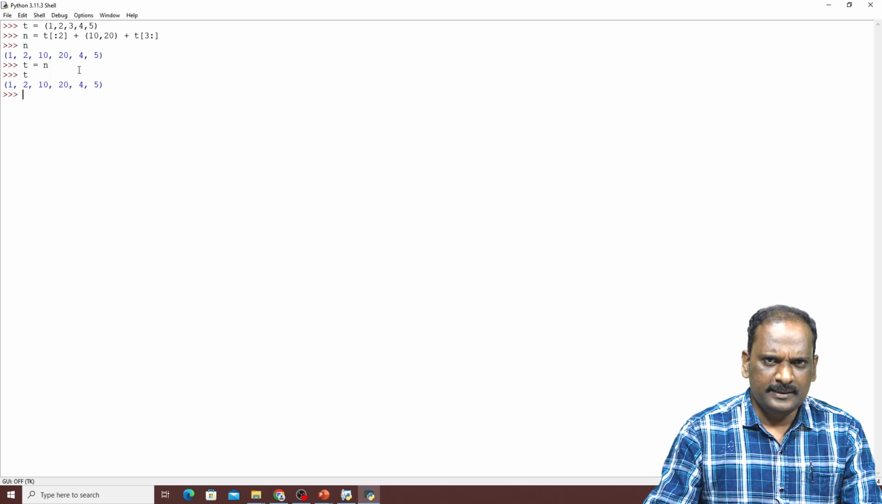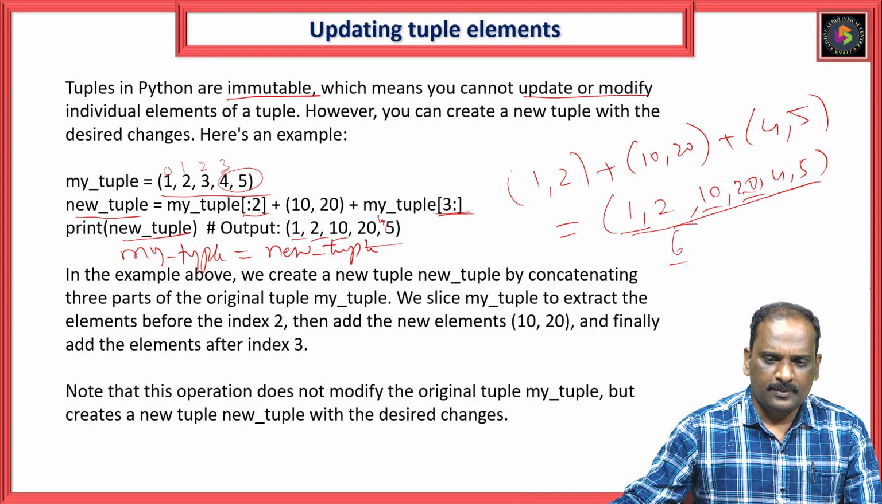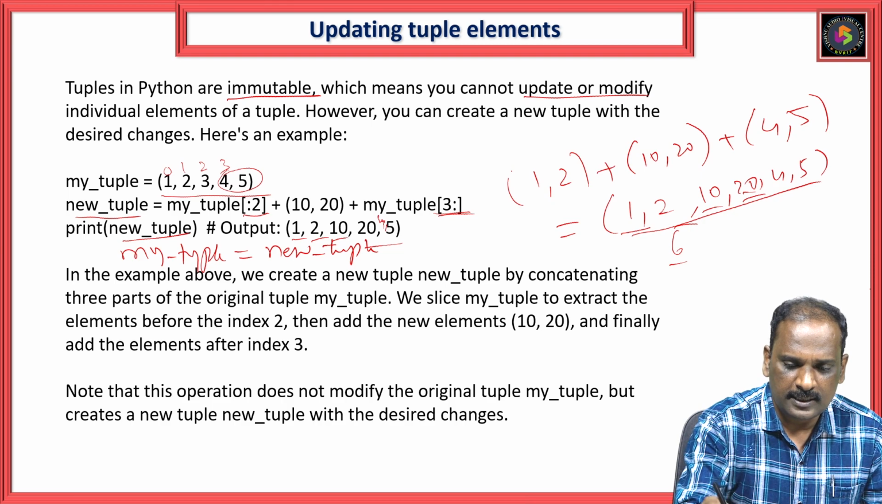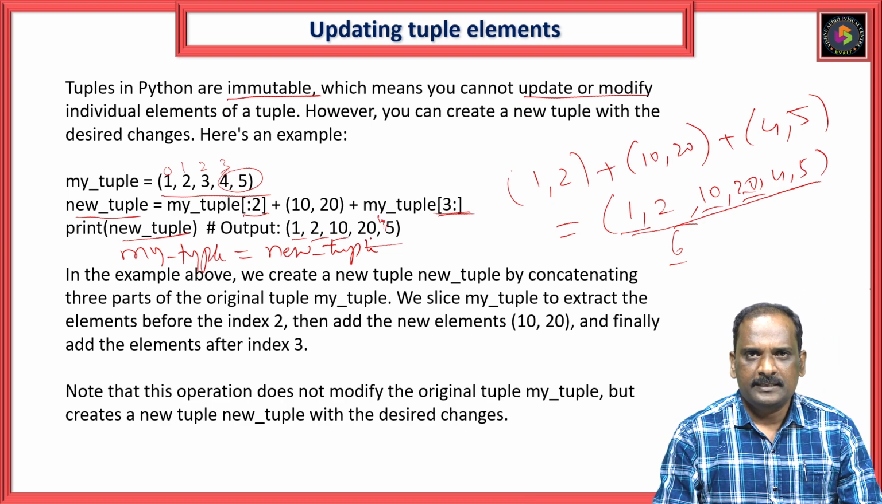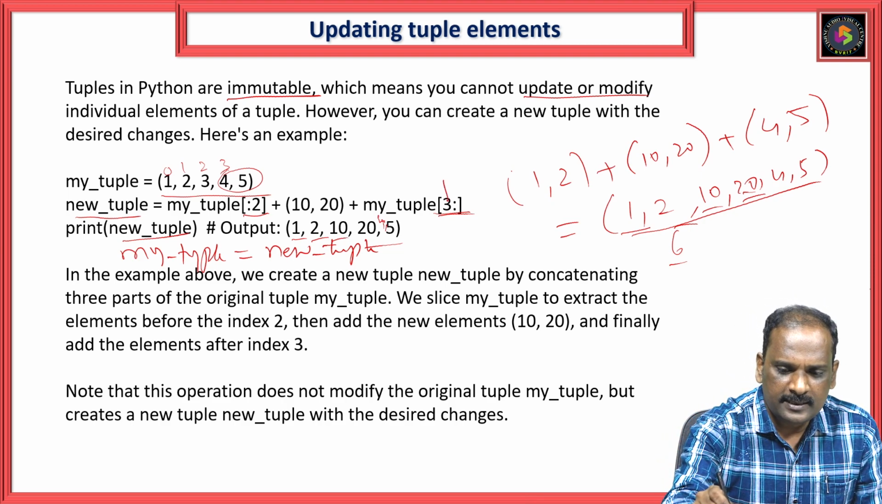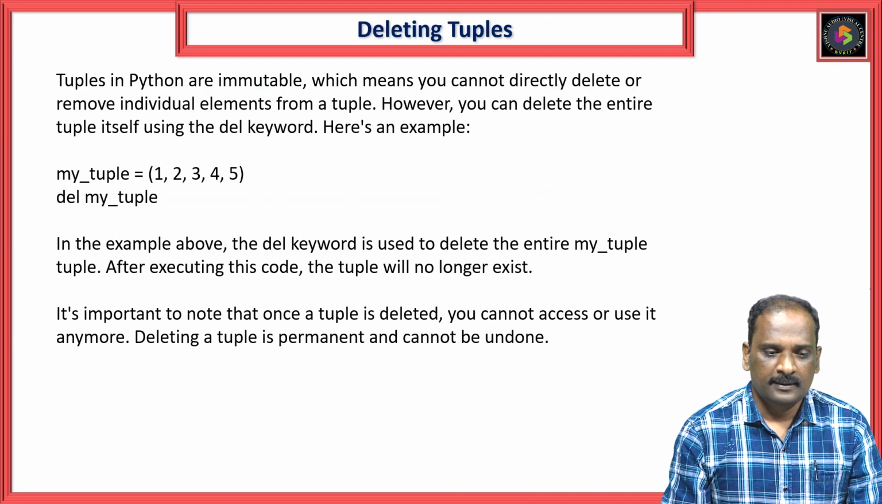Since tuples are immutable, we cannot change the individual elements. We can change by using slicing and concatenation. Now the modified tuple T contains this set of values. So here in this PPT 4 is missing. The new tuple will be containing the 6 elements because the index here is 3.